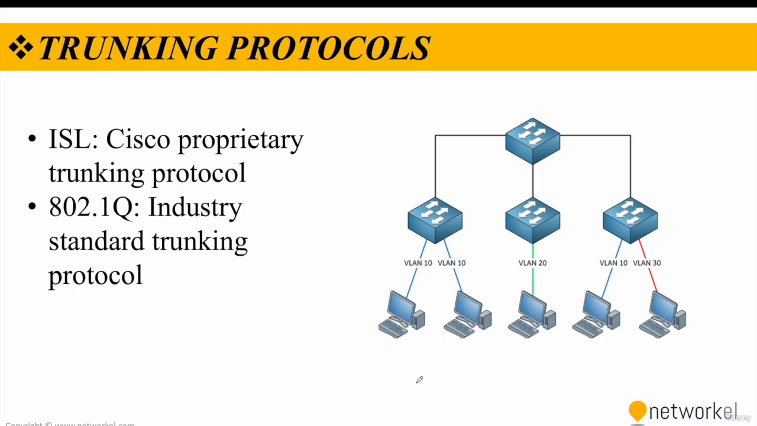Okay. On the other hand, .1Q is an industry standard trunking protocol for VLAN tagging. It adds a 4-byte VLAN tag to the Ethernet frames, indicating the VLAN ID and other information. So .1Q basically, guys, inserts a VLAN tag into the Ethernet frame header between the source MAC address and the EtherType fields.